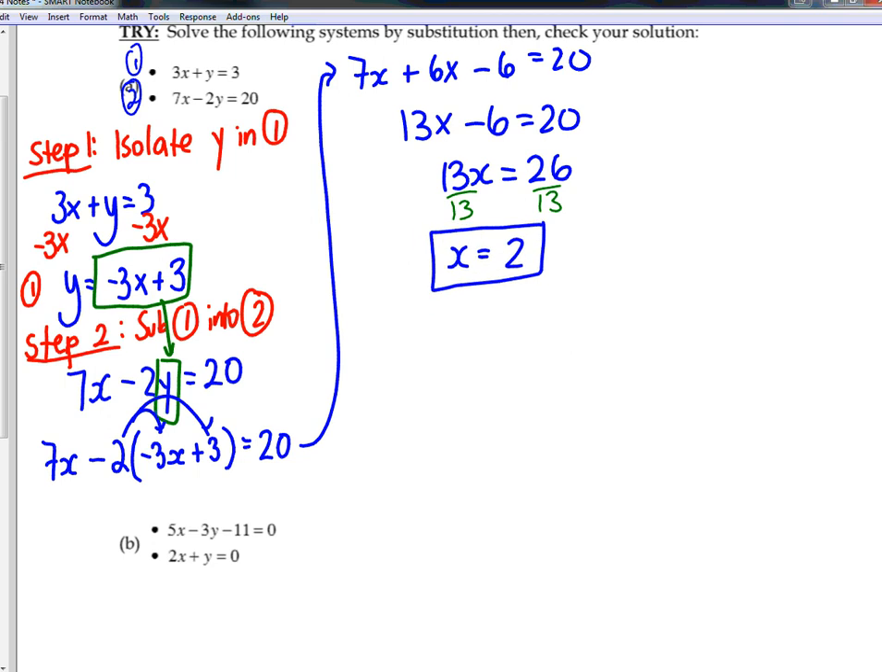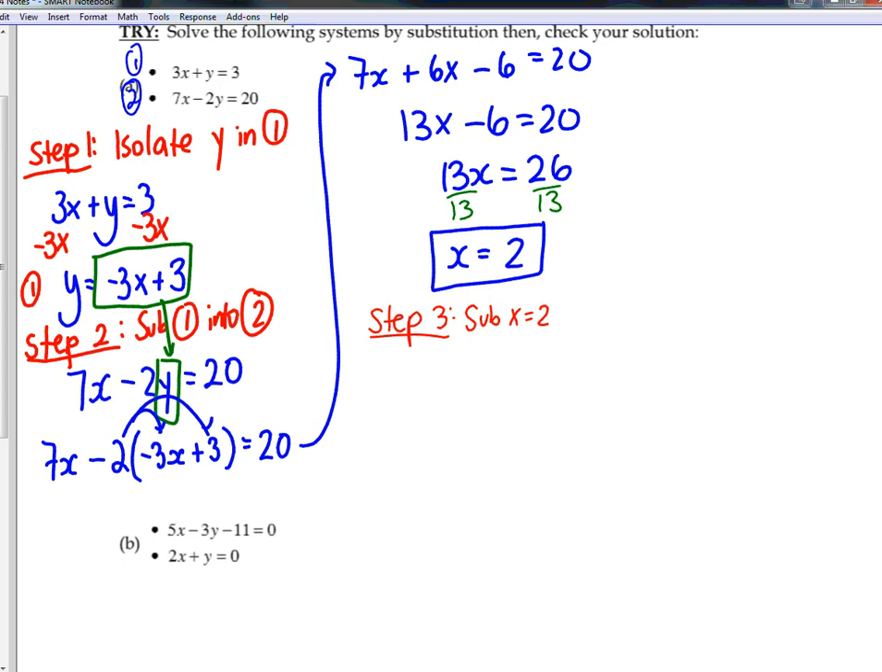Okay. What's step 3? In your solution, you have to figure out what x equals and what y equals. So a common mistake is to stop here. You're like, oh, I found x. Awesome. All done. No, a solution has an x and a y, a coordinate. We only know the x. So how do I get y? You know what x is. x is 2, and we're going to sub it into either equation.